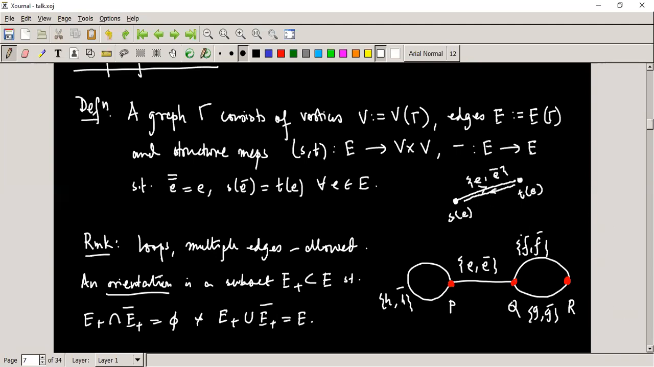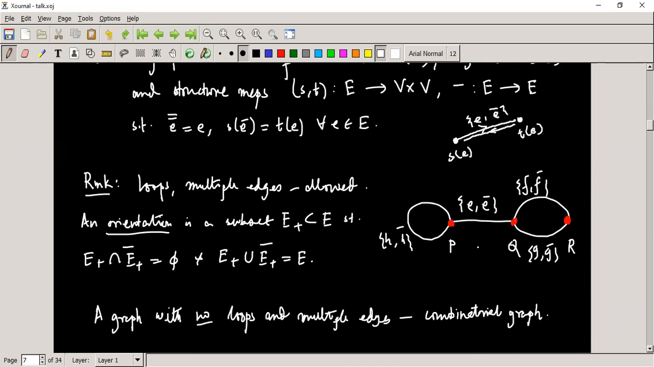I hope the definition of a graph is clear from here. Note that loops and multiple edges are allowed. For example, I've drawn this picture here where it's a directed graph with a loop and two multiple edges. E, E bar, H, H bar, each conjugate pair denotes the same edge.